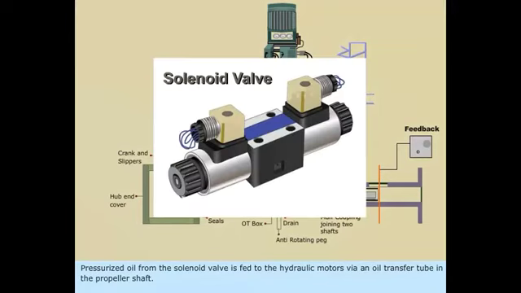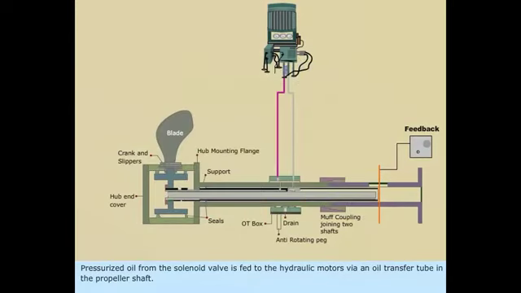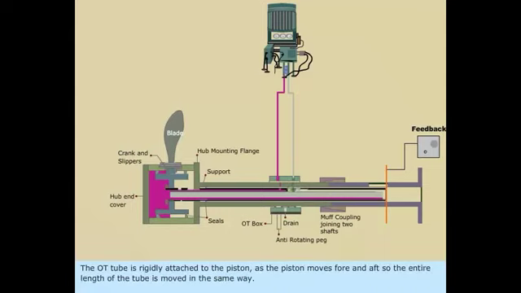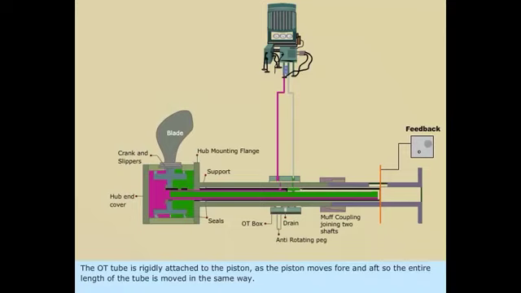Pressurized oil from the solenoid valve is fed to the hydraulic motors via an oil transfer tube in the propeller shaft. This movement of the piston is converted to rotary movement of the blades by the sliding block mechanism. The OT tube is rigidly attached to the piston, so as the piston moves fore and aft, the entire length of the tube is moved in the same way.